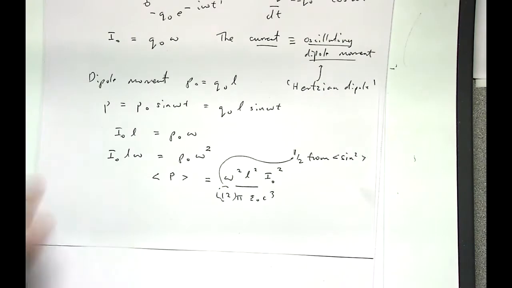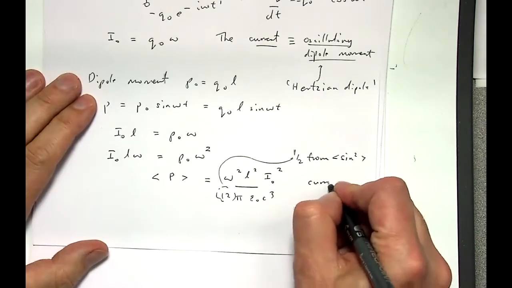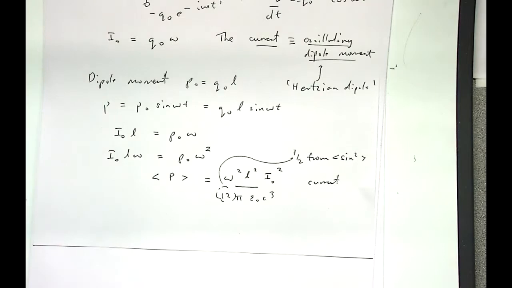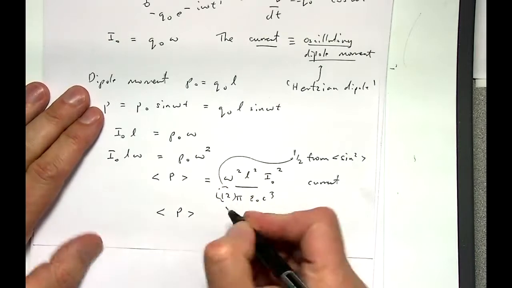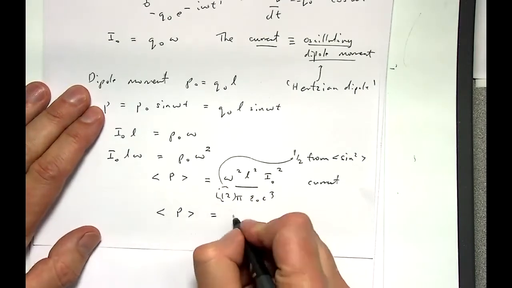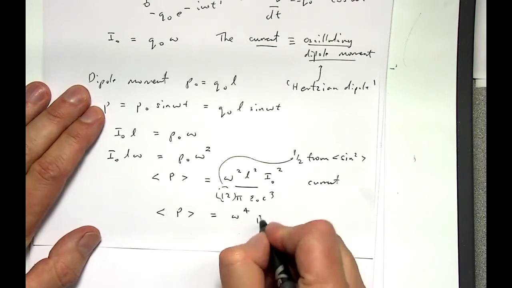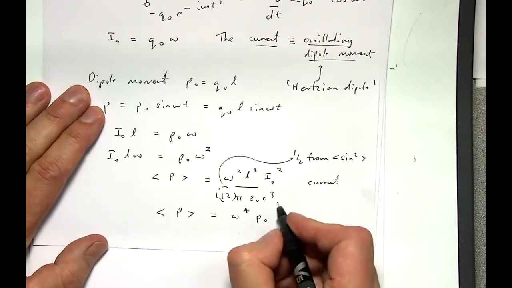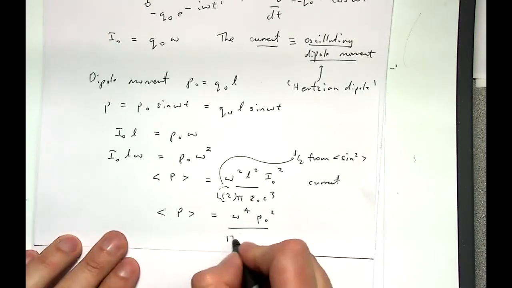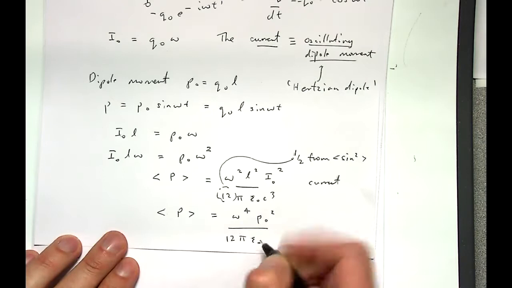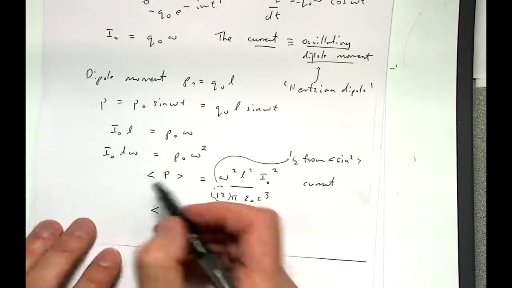So this is our current picture. But remember, our current picture was slightly fake because we were tying together I0 and L. What we should really do, which is a better way of writing it, and it will be very important later, is to write it as omega to the fourth P0 squared. P0 is the amount of charge moving around. That's the magnitude of the dipole moment. And omega is the frequency with which it is moving. So it has the same factor on the bottom, but the importance of this will become much more apparent later.